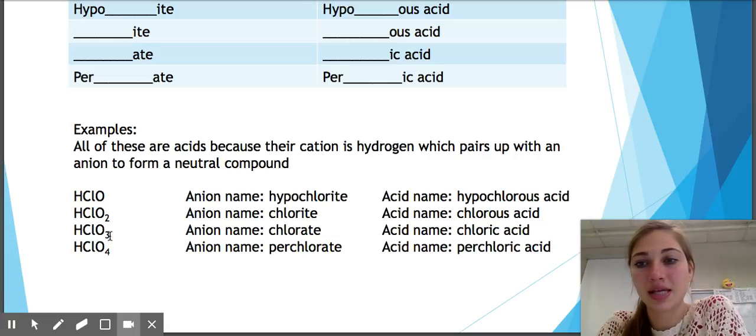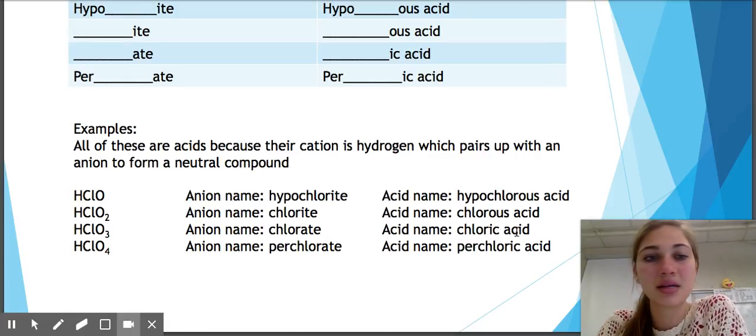HClO3, we know it's an acid because there's a hydrogen paired up with an anion. And if we look at ClO3, we can figure out that that is chlorate. The ATE ending will change to ic, so it would be chloric acid. HClO4, if we look at ClO4, we know that that is the perchlorate ion, so it's going to change to perchloric acid. It is important that you understand how to do this.